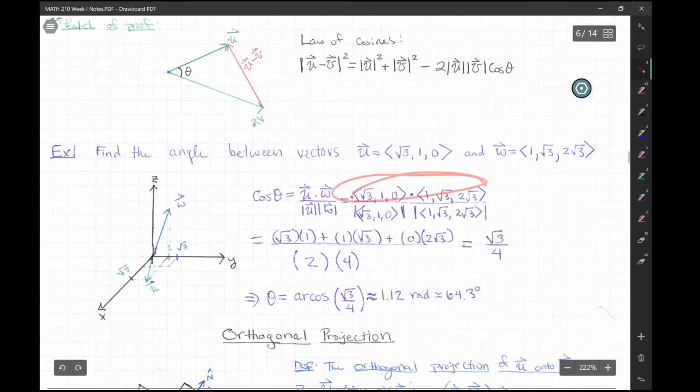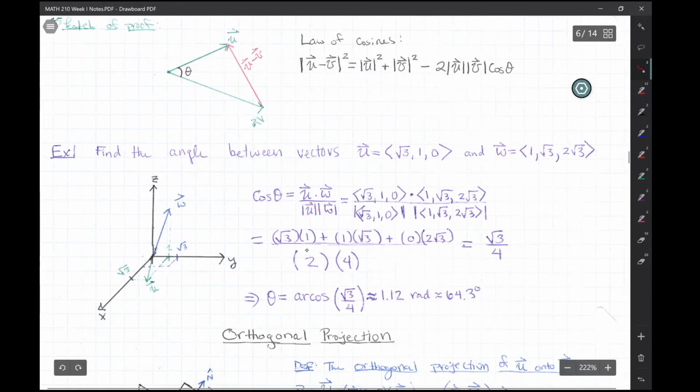The dot product between u and w is going to be, again, the first components multiplied together. That's what you're seeing here. Plus the second components multiplied together. That's what you see here. Plus the third components multiplied together. So that's just the dot product. And now to get cosine theta, we're going to divide by the magnitudes.